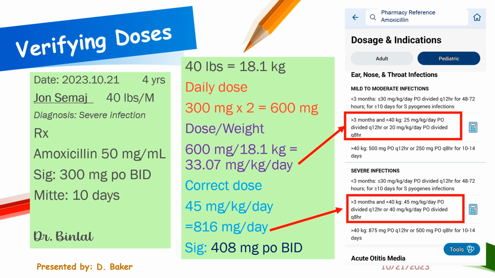The dose is 45 milligram per kilogram per day divided every 12 hours, or there is an alternative dosing regimen of every 8 hours. Once you work that out, you should be getting 816 milligrams per day. And in terms of the signature or the instruction to the patient, that would also be divided by 2 if we're going with a twice daily dosing, 408 milligrams per dose, and that is given twice daily for the same duration of 10 days as initially prescribed.